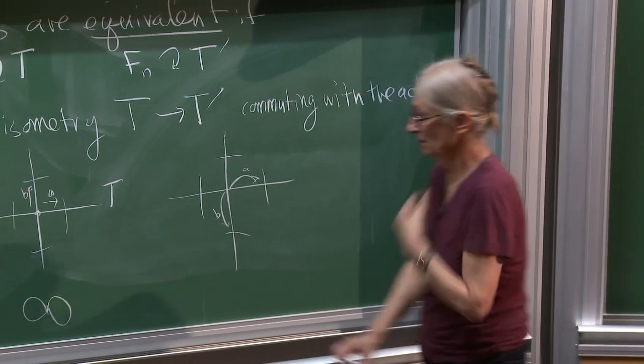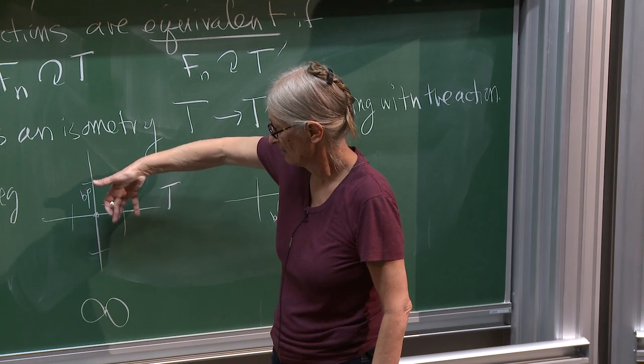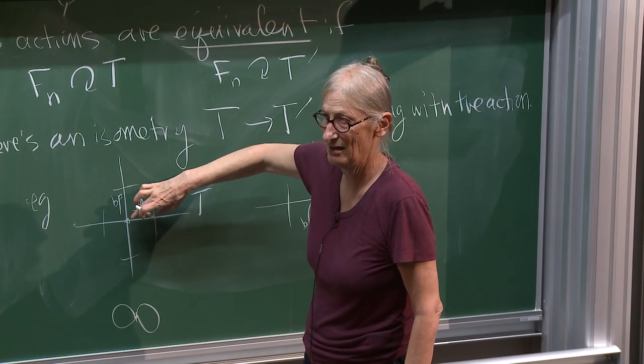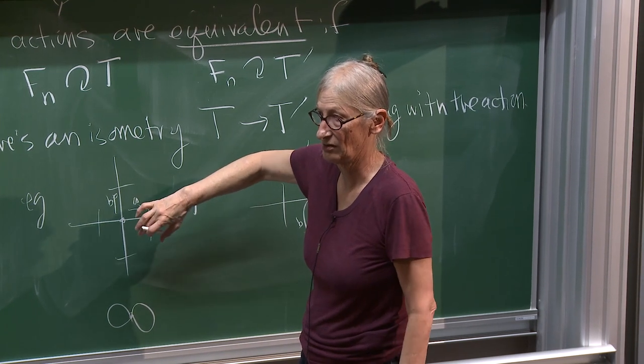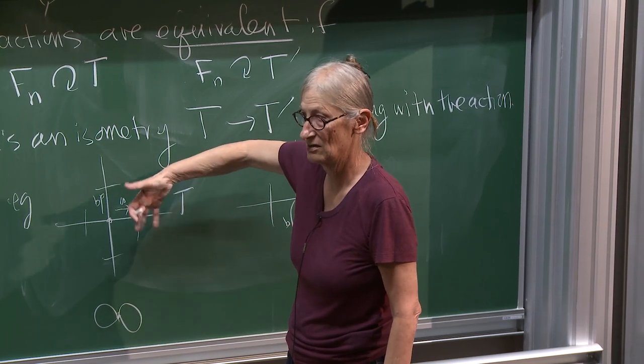Right. So another thing I could do is interchange the A axis and the B axis, do a diagonal flip. If these two edges weren't the same length, that wouldn't be an isometry. So it wouldn't be the same action. But if they were the same length, it would be an isometry, and that's the same action.